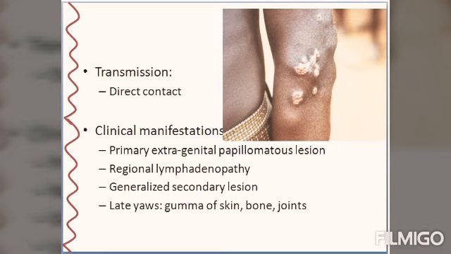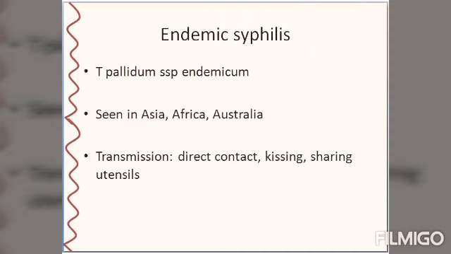The mode of transmission is by direct contact. The important clinical manifestations are primary extragenital papillomatous lesion along with regional lymphadenopathy, generalized secondary lesion, and in later stages gumma of skin, bones and joints. Next is about endemic syphilis. The causative agent is Treponema pallidum subspecies endemicum. It is seen in Asia, Africa and Australia.